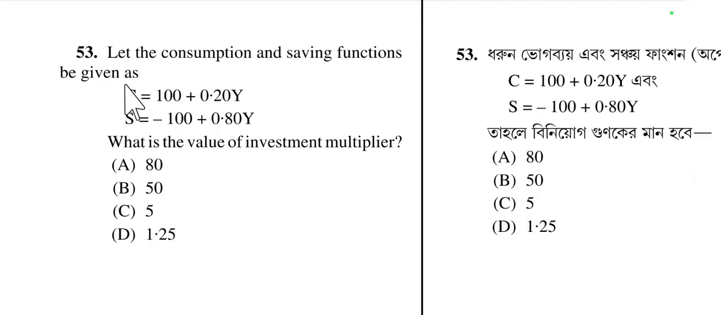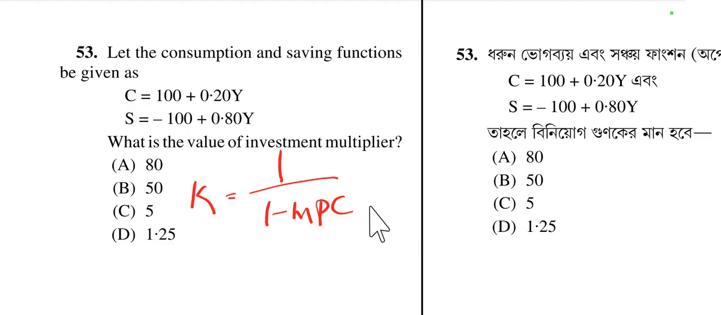Let the consumption and saving functions be given as consumption is equal to this, then saving is equal to this. Then what is the value of investment multiplier? In this question we have to find out the value of investment multiplier. You know, the value of investment multiplier K is equal to 1 by 1 minus MPC, where MPC means marginal propensity to consume.